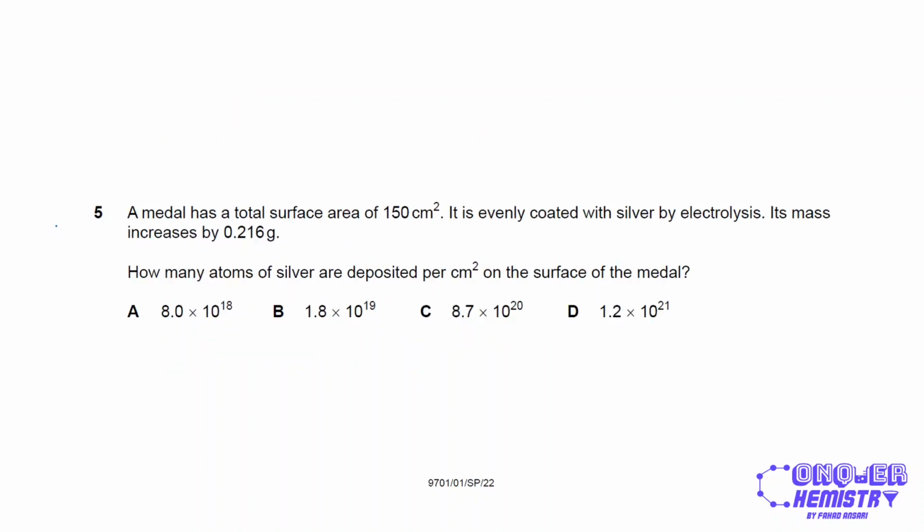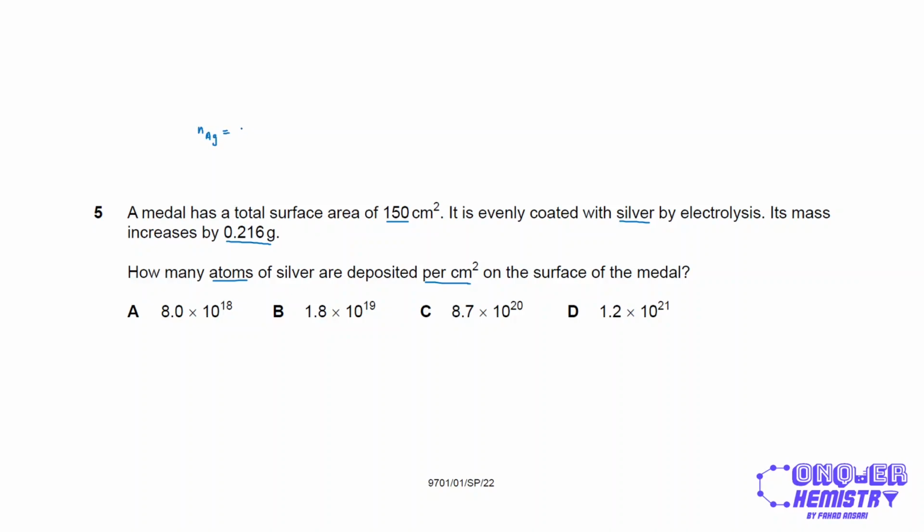So in this question, a metal has a total surface area of 150 squared centimeters. It is evenly coated with silver. By electrolysis, its mass increases by 0.216 grams. So it asks us how many atoms of silver are deposited per squared centimeter on the surface of the metal. So first step is to convert the mass of silver into moles. So we have moles of silver.